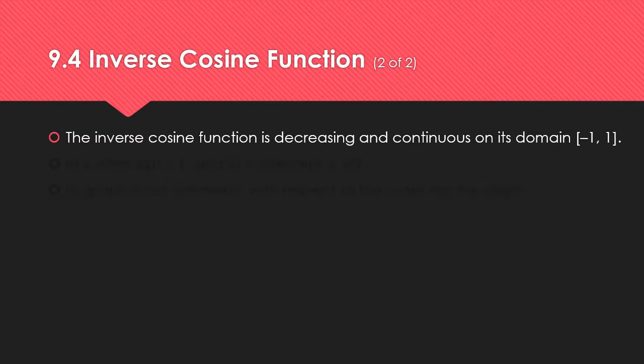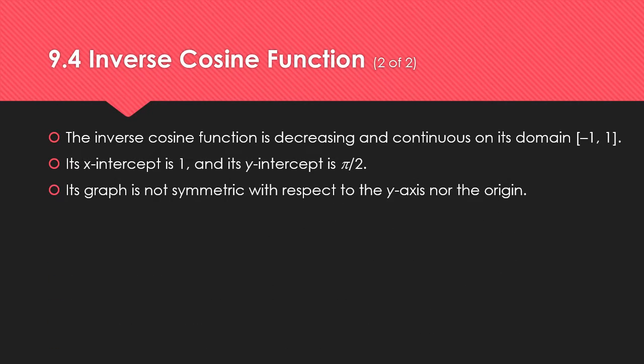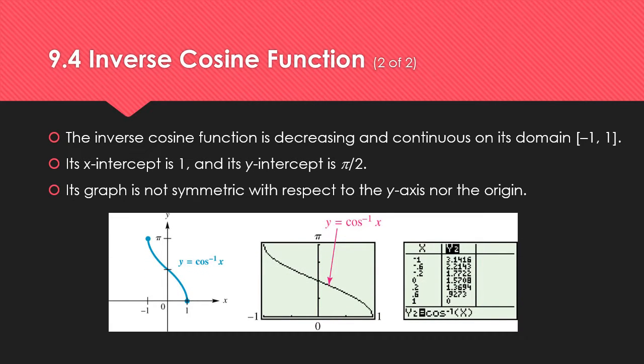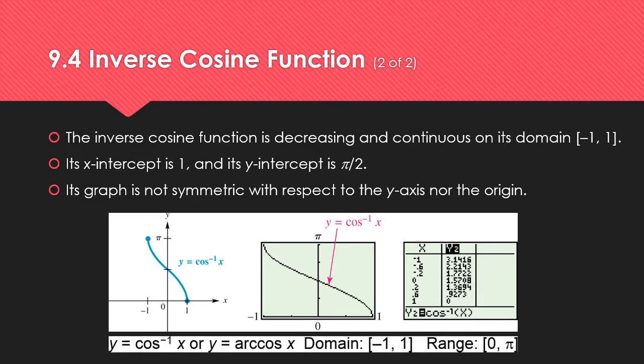The inverse cosine function is decreasing and continuous on its domain. The x-intercept is 1 and the y-intercept is pi over 2. It is not symmetric with respect to the y-axis or the origin, and that's what it looks like.